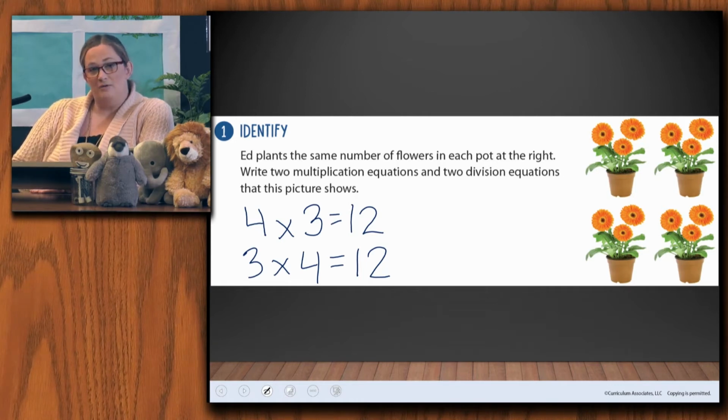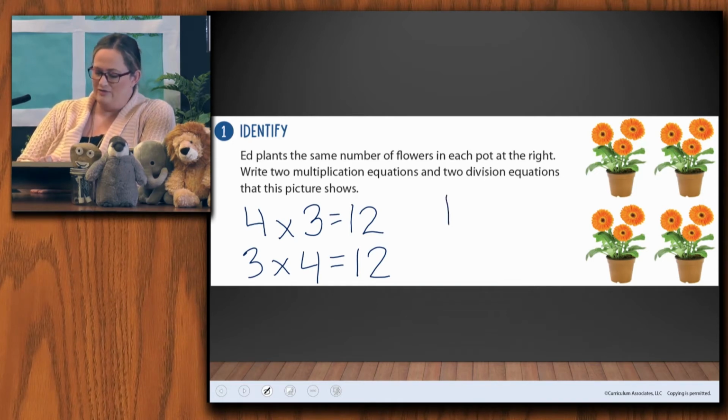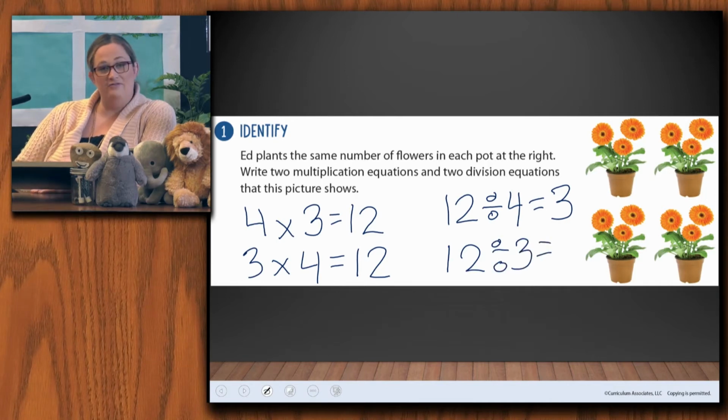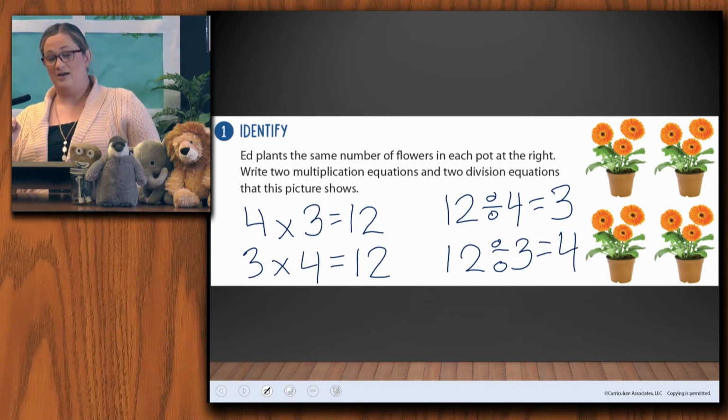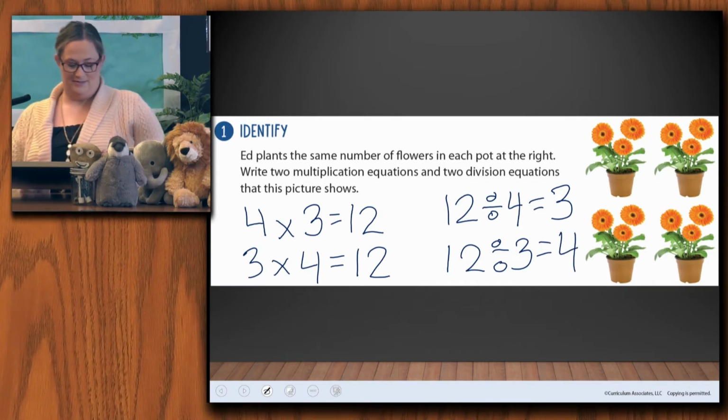What number do we start with? The total amount, just like with addition, it's the parts, and then you get the whole, and with subtraction, you start with the whole amount. Same with division. So I have 12 flowers, dividing it into four groups, and I have how many flowers in each group? Three. 12 flowers divided into groups of three is how many pots? Four pots. All right.